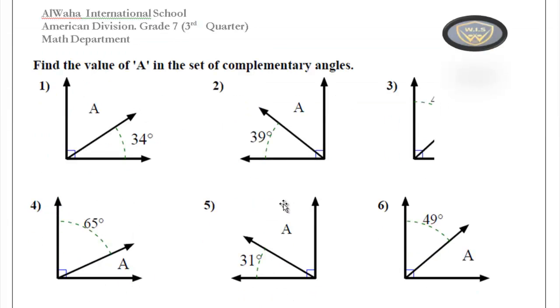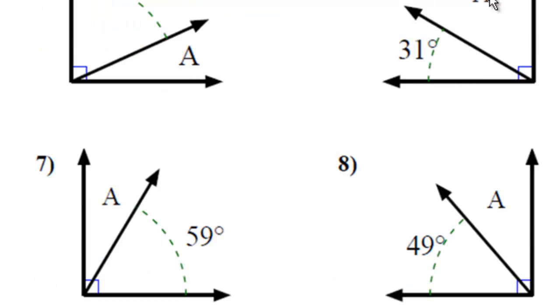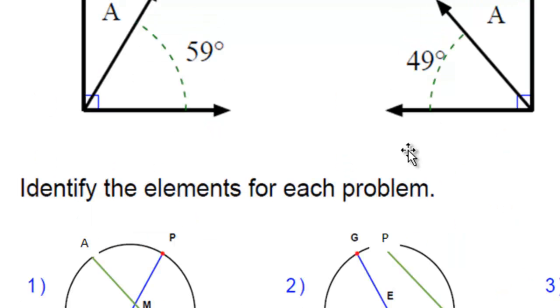I need to find the value A of a set of complementary angles here. What is the meaning of complementary angles? Two angles together equal 90. Here I have 34, so the remaining will be what? I will take 90 minus 34. This will equal 56 degrees. Here I will take 90 minus 39. Here 90 minus 65, 90 minus 31, and so on.